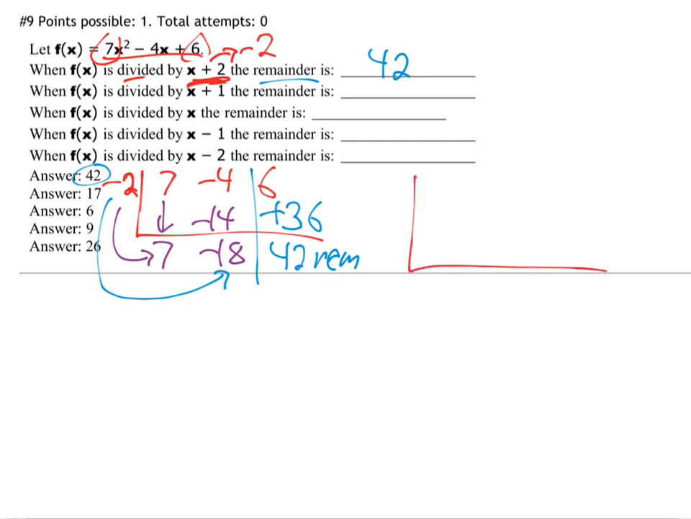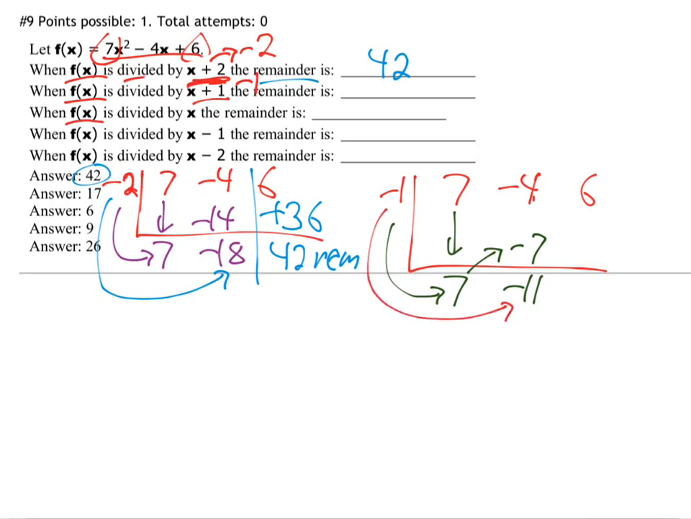All right, so the next one, divided by x plus 1. So that means negative 1, right? Whenever a number's right next to x, whether it has parentheses or not, it's the opposite of what it really is. So for the synthetic division, I have to use minus 1. And again, we're starting with the same function every time. See how they say f of x, f of x, f of x, every time we're dividing the same function. So bring down the 7, minus 1 times 7 is minus 7. Add them up, minus 11. Start the next one, minus 1 times minus 11 is plus 11. Add them up, 17. That's the remainder.